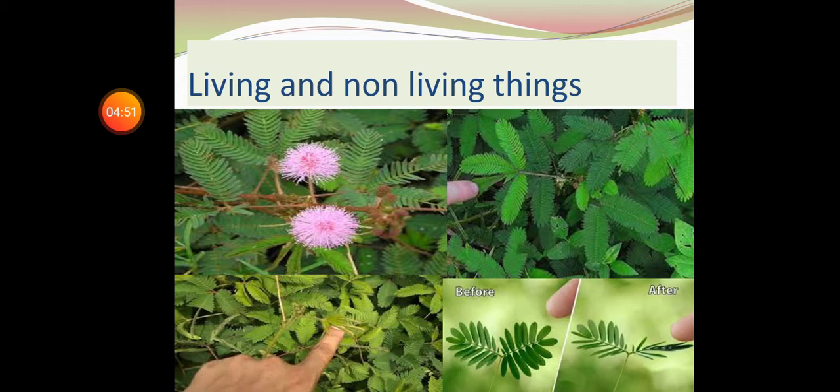Even the orange tree, colloquially we call it Thungumunjimaram, closes its leaves after sunset. Once the sun rises, it will open its leaves. This is also one type of movement we can observe in plants. But it will not move from one place to another. Even though it is not moving, it is a living thing.